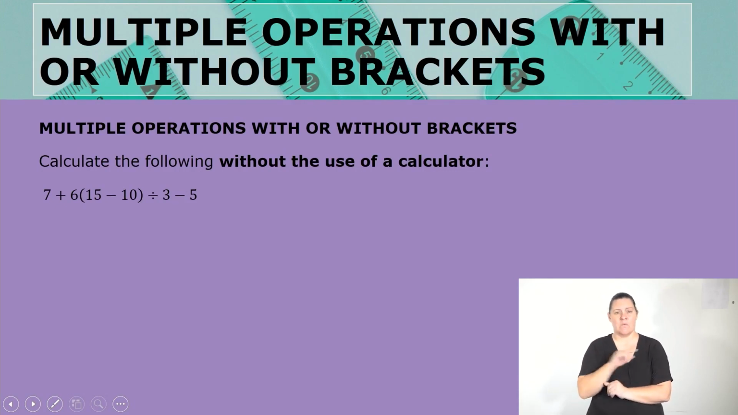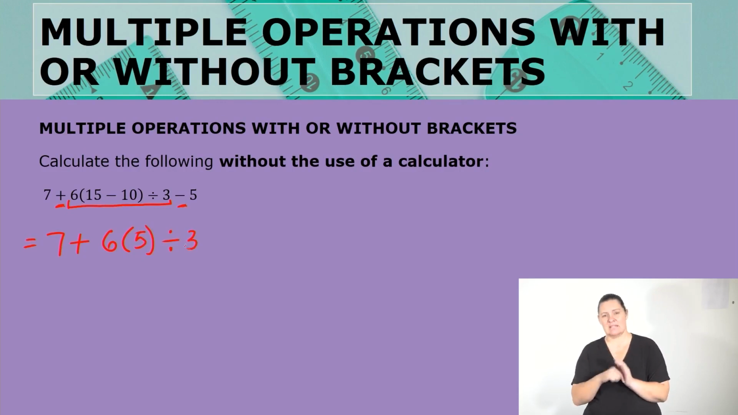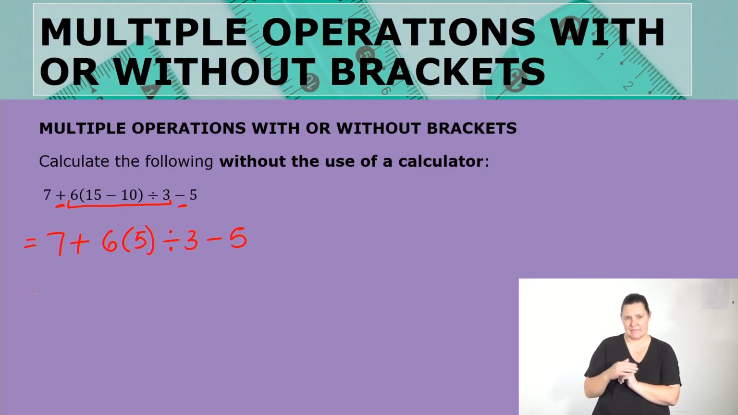So remember, when we are working with multiple operations, we need to work on either side of the addition or the subtraction. So now that means here, because we can see there is an addition and there is a subtraction there, this one in the middle is one number because it is combined by multiplication and division. So now when I am calculating this, I am first going to start with either sides of the addition and subtraction. So that means I have 7 plus, and then we have 6, and in the bracket 15 minus 10 is 5. Then we divide by 3 and we minus 5.